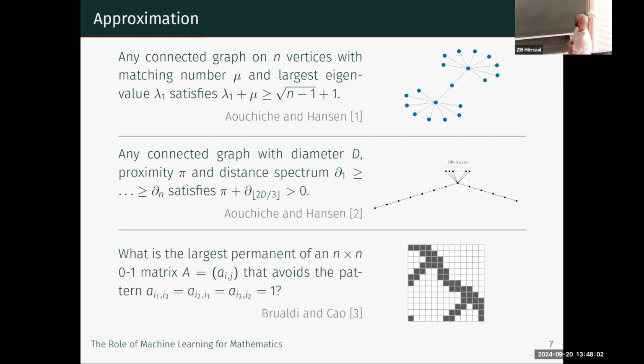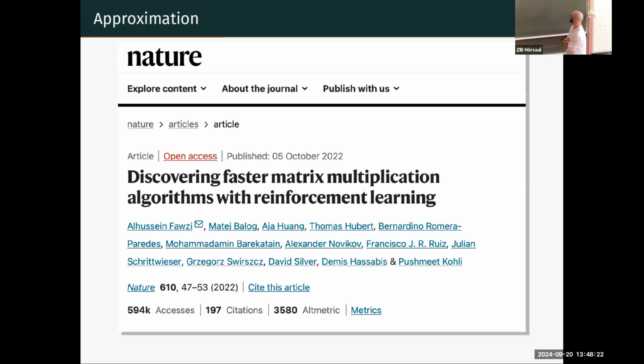And then finally, he also studied a sort of 0-1 matrix problem where he was looking at the permanent and what's the largest permanent that you can get if you avoid certain patterns. And he came up with this very interesting pattern that started to emerge, and also a counterexample to the conjecture. Okay, so this is not the only paper that works in this direction, right?